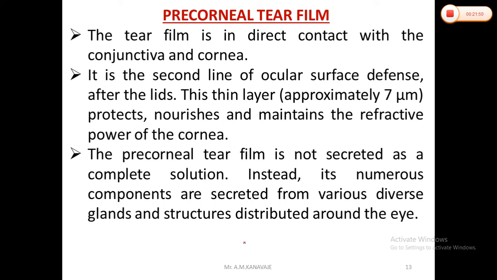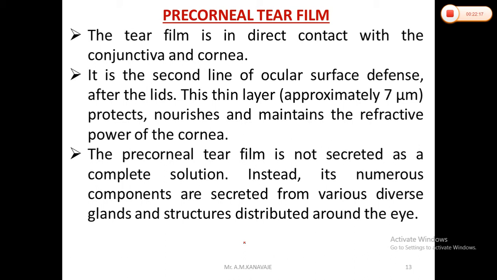The tear film is in direct contact with the conjunctiva and the cornea. So it is the second line of ocular surface defense after the lid. That means the ocular surface defense mechanism. First, our lid protects our eye. The second thing that protects is the precorneal tear film, which is made up of five different parts; we will discuss them under the cornea parts.